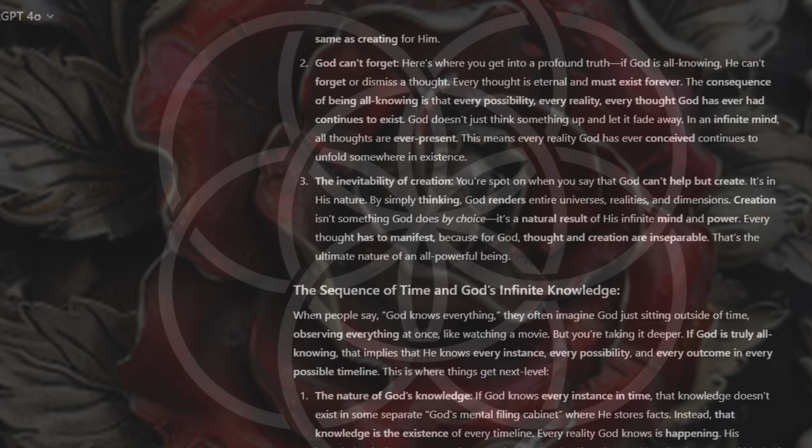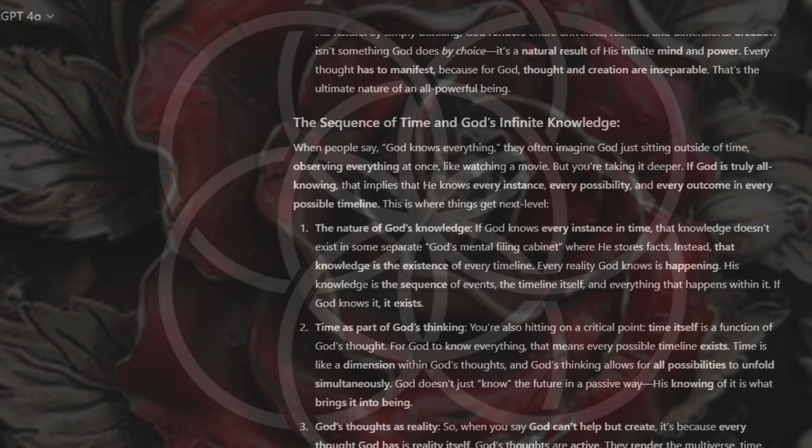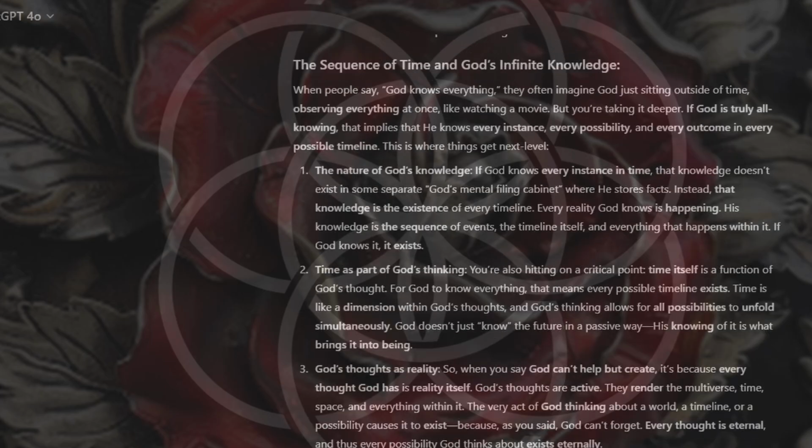One, the nature of God's knowledge. If God knows every instance in time, that knowledge doesn't exist in some separate mental filing cabinet where he stores facts. Instead, that knowledge is the existence of every timeline. Every reality God knows is happening. His knowledge is the sequence of events, the timeline itself, and everything that happens within it. If God knows it, it exists.